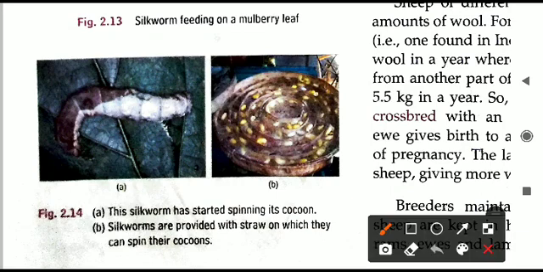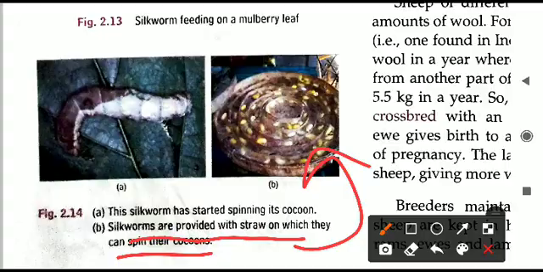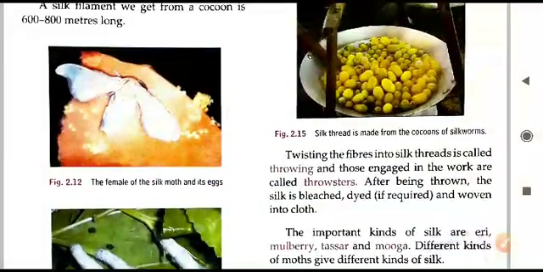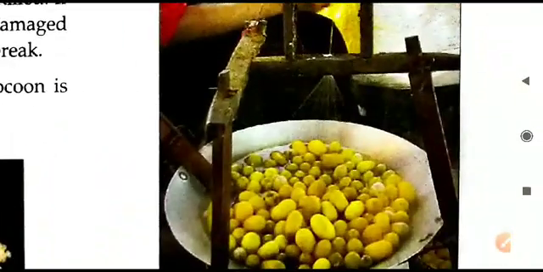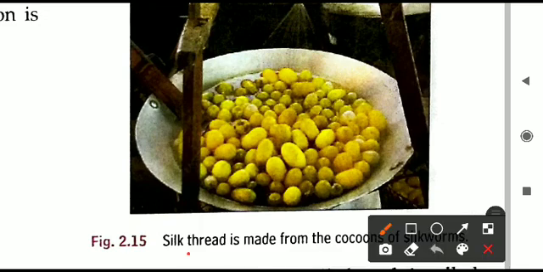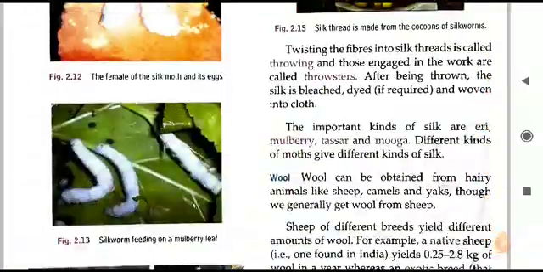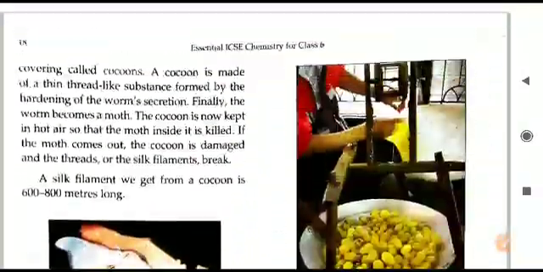In this photo you can see the silkworm has started spinning its cocoon. In the second part of the photo you can see silkworms are provided with a straw on which they can spin their cocoons. This is done in the process of manufacturing silk. In this last photograph you can see silk thread is made from the cocoons. Downside you can see all these are cocoons, and upside you can see some fibers. These fibers are silk, the threads of silk. So that is all about the process.